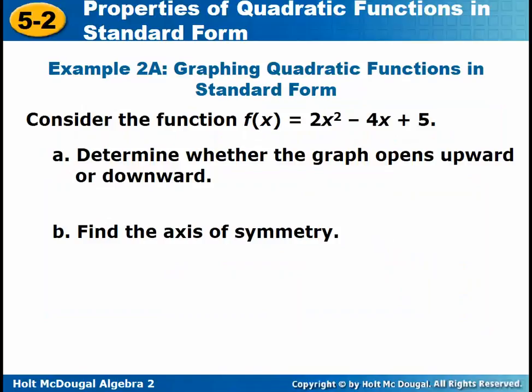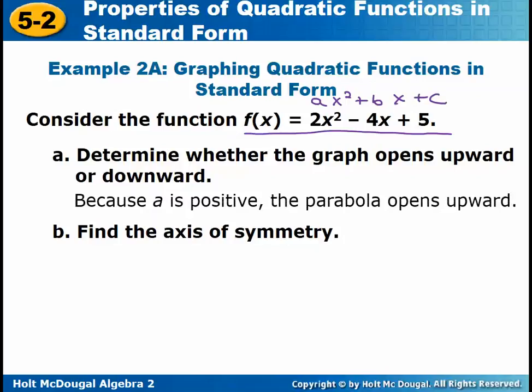Okay, so let's talk about everything we can figure out from the graph of this quadratic function, f of x equals 2x squared minus 4x plus 5. Does it open upward or downward? Well, here's our a. And a is positive, so it opens upward.